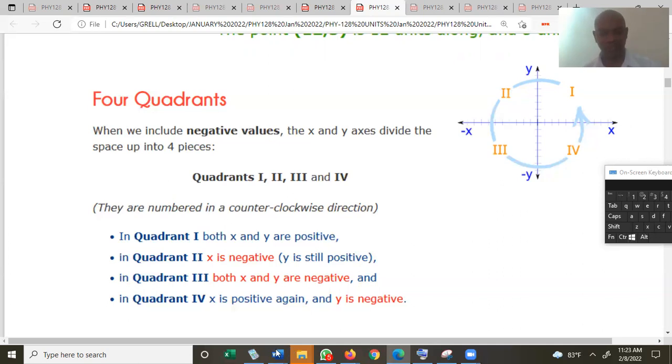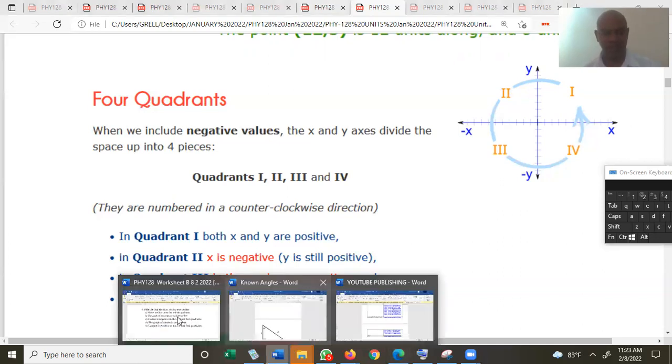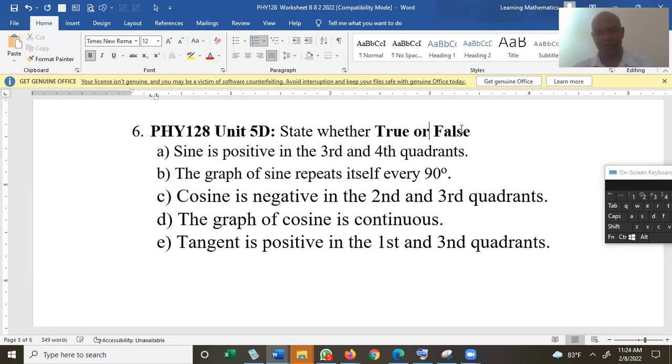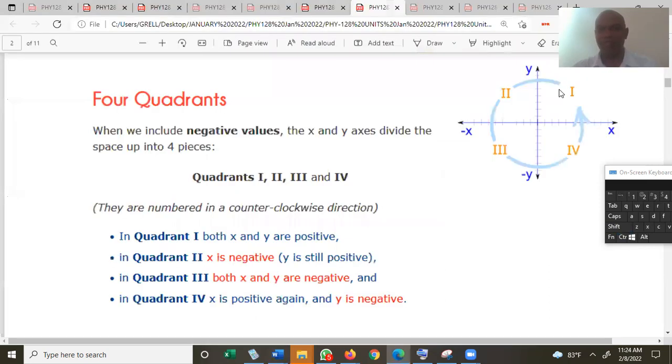So this statement is false. Okay. This statement is false with a capital F. Okay. The sine is only positive in the 1st and 2nd quadrant.